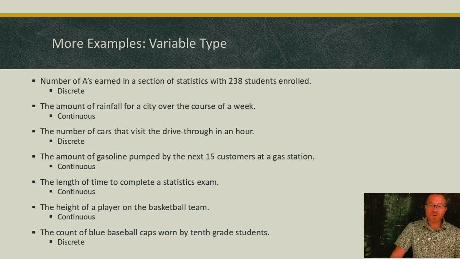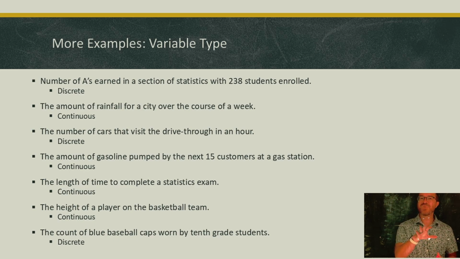Part 3, the number of cars that visit the drive-through in an hour. So this would be discrete, right? Because again, you're counting 1 car, 2 cars, 3 cars. The amount of gasoline pumped at the next 15 customers at the gas station.